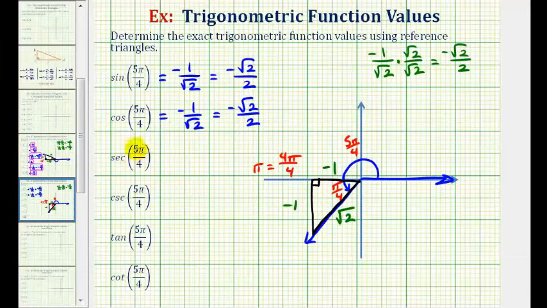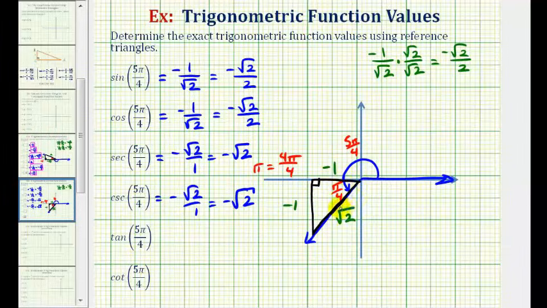Now there are two ways to find the secant of 5 pi over 4 radians. Remember, secant is equal to the reciprocal of cosine, so if the cosine function value was -1 over square root 2, then the secant function value would be negative square root 2 over 1, or just negative square root 2. Or we can use the reference triangle and find the ratio of the hypotenuse to the adjacent side, which would be square root 2 divided by -1, or negative square root 2. There are also two ways to find the cosecant function value, since cosecant is equal to the reciprocal of sine. If the sine function value is -1 over square root 2, then the cosecant function value would be negative square root 2 over 1, or just negative square root 2. Or again, using the reference triangle, we would have the ratio of the hypotenuse to the opposite side, or square root 2 divided by -1, again equal to negative square root 2.